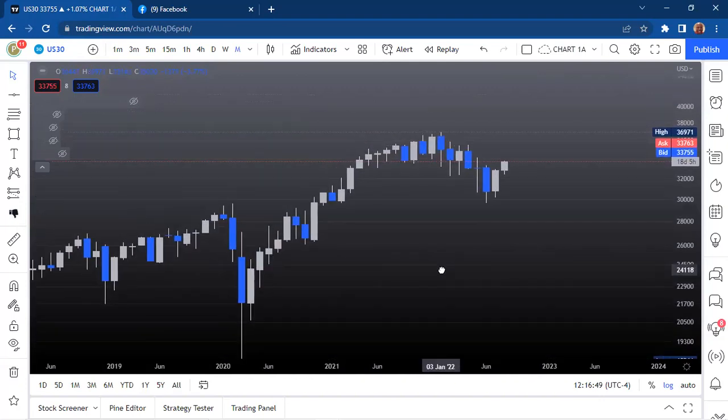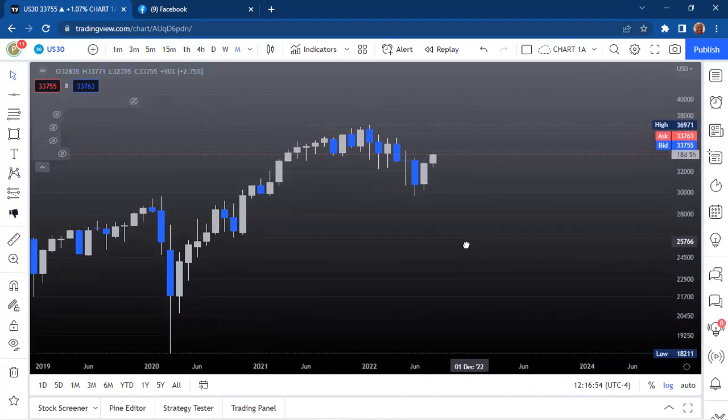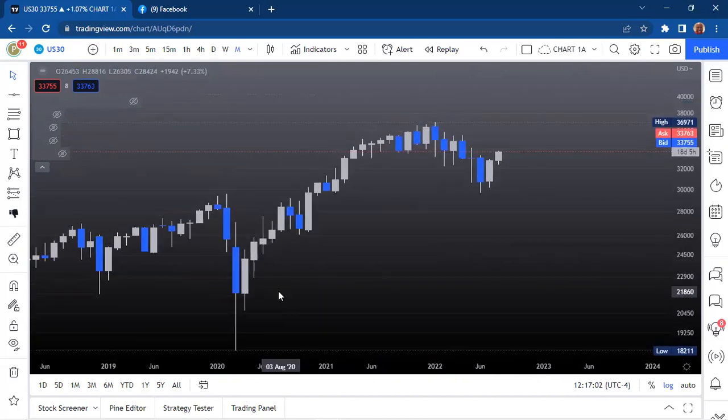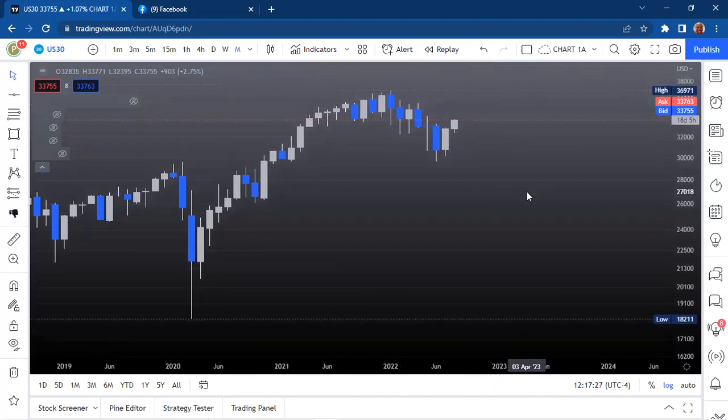So I normally just draw on the monthly to see what's going on, but I also read the candles as well. The first thing I see here, on the left side, we had an uptrend. Then we hit a top, and on the right side, we see a high. The market hit a high at 36,971. But where's the low? The low is down here, 18,211. So there's a lot of room between the two.